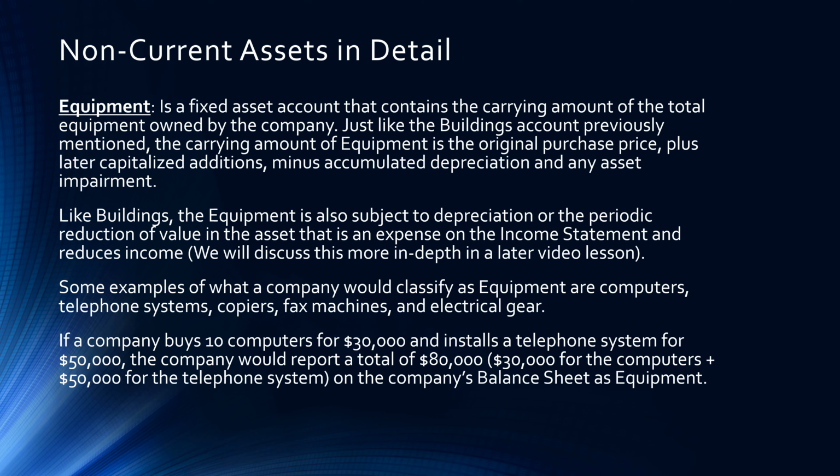Some examples of what a company would classify as equipment are computers, telephone systems within the office, copiers, fax machines, and other electrical gear. So for example, if a company buys 10 computers for $30,000 and installs a telephone system for $50,000, the company would report a total of $80,000, which is the $30,000 for the computers plus the $50,000 for the telephone system, and that would be reported on the company's balance sheet as equipment.